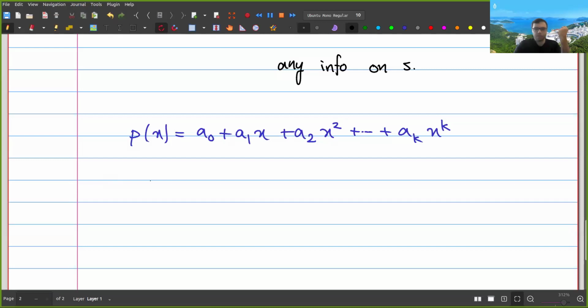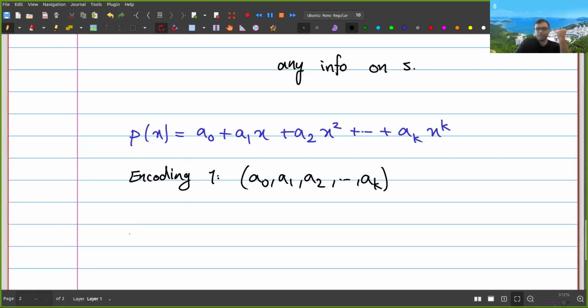So the first encoding is to just use the coefficients, right? If I just give you these values, a0, a1, a2, all the way to ak, I'm just giving you the coefficient of each monomial in this polynomial. This is a representation of the polynomial, right? But can I represent this polynomial in a different way?